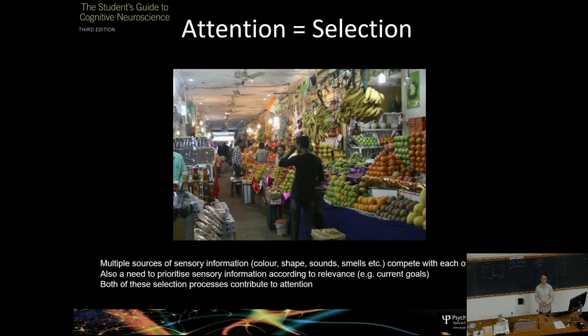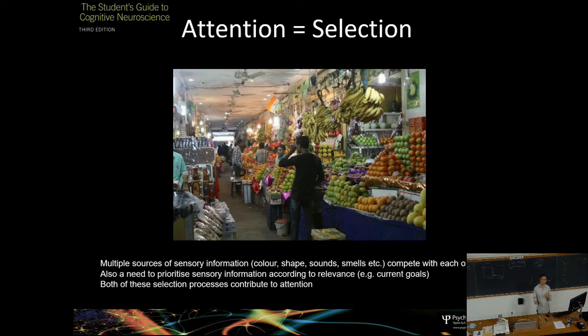So we can think of attention as being involved in selection. In this image here, the idea is that you might be searching for something. It might be, I don't know, a line or something like this. But you can focus in here on different colours, you can focus in on shapes, but also there would be sounds, there would be smells, lots of things would be going on. And basically all of these sources of information will be competing with each other here. And what you're having to do is to prioritise what it is that you're going to focus on.